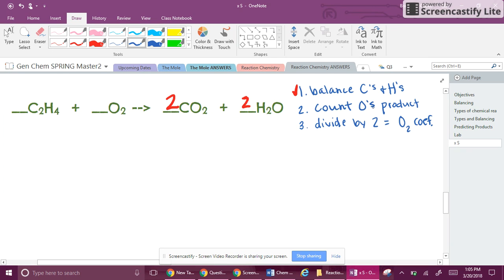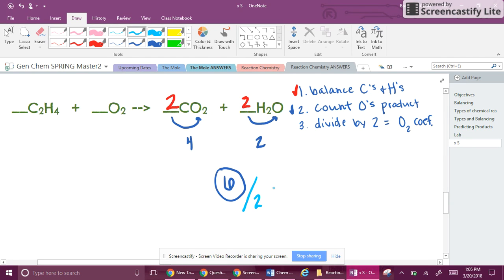Next, count the O's on the product side. So I'm going to count up my oxygens. 2 times 2 is 4. 2 times 1 is 2. And 4 plus 2 is 6. And that's done. And then finally, step 3, divide that total by 2.